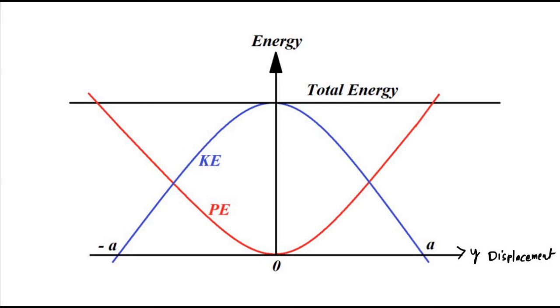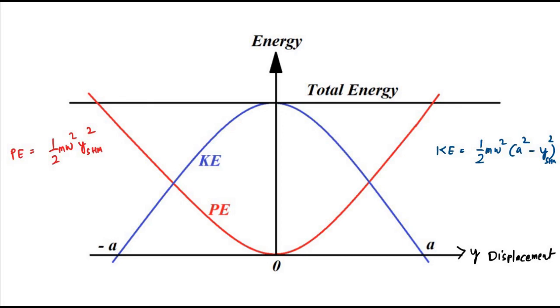As we have already derived, the kinetic energy will always be 1/2 m omega square (a square minus y SHM square), and potential energy is equal to 1/2 m omega square y SHM square, where y SHM is the instantaneous displacement. So this is the graphical representation of the energy content of the signal in simple harmonic motion.